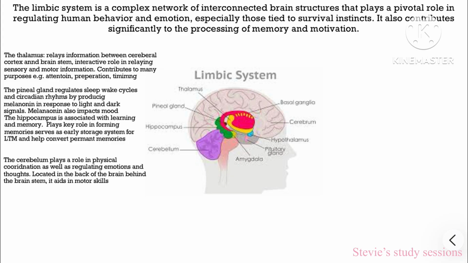The cerebellum plays a key role in physical coordination as well as regulating emotions and thoughts. It's located in the back of the brain behind the brainstem and aids in motor skills.